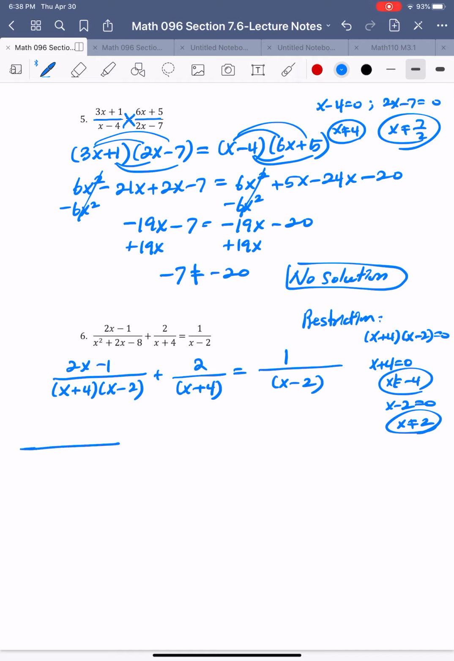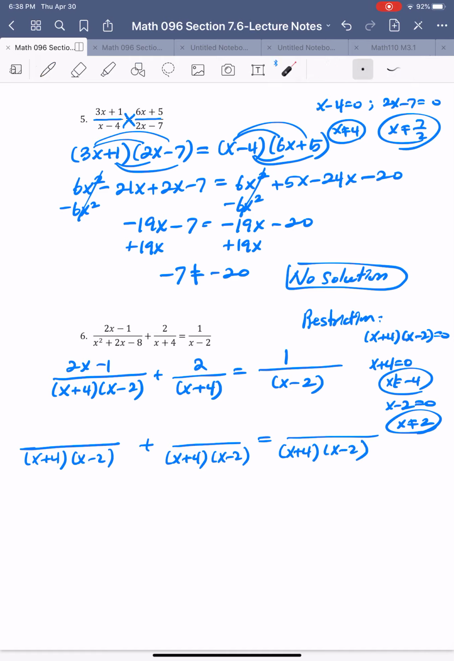And then find the LCD, this time the LCD is x plus 4 times x minus 2. So now compare the denominator to the LCD, which is no change, which means the numerator stays the same. So you got 2x minus 1. And then compared to the denominator, an x minus 2 has been multiplied. So you got to multiply 2 times x minus 2. Compared to the x minus 2, in the x plus 4 times x minus 2, I know x plus 4 has been multiplied, so 1 times x plus 4.